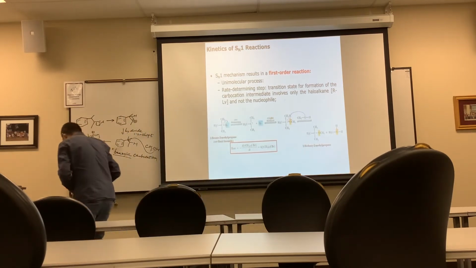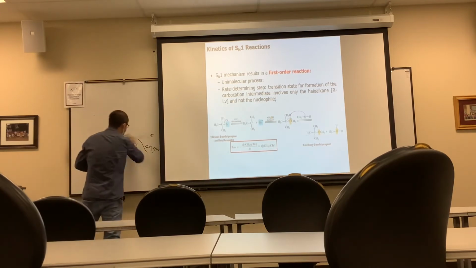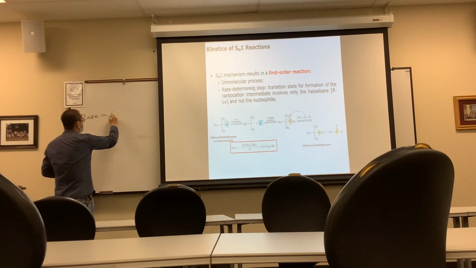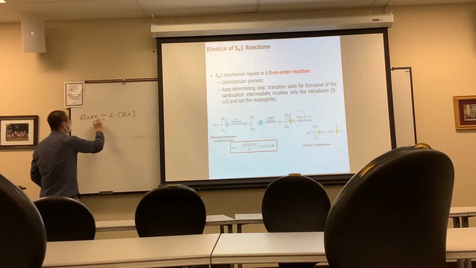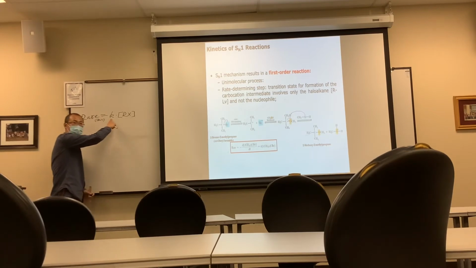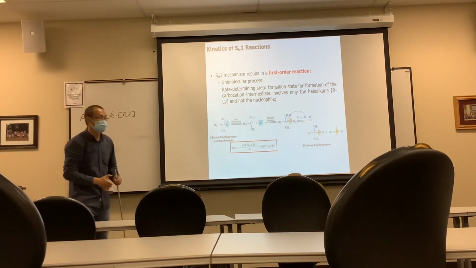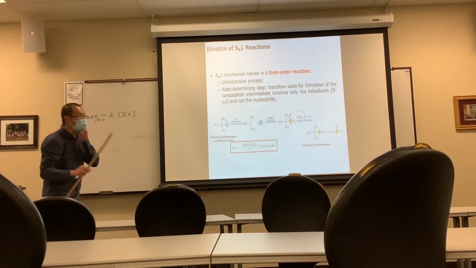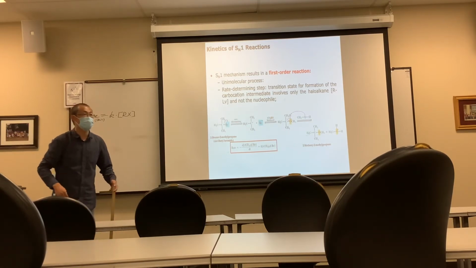Let me put the rate law on the board. For SN1, rate equals k times [Rx]. K stands for the rate constant. Rx in the bracket means the concentration of it. How do we interpret this rate law? By the way, what is rate? Rate means how fast or how slow the reaction is.